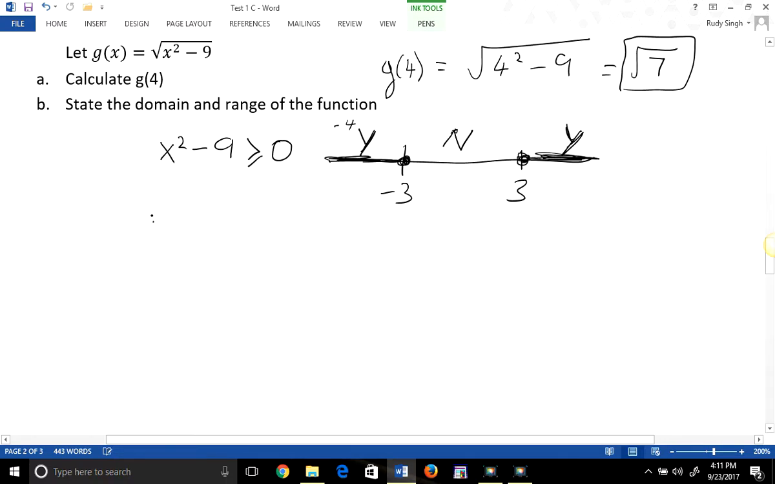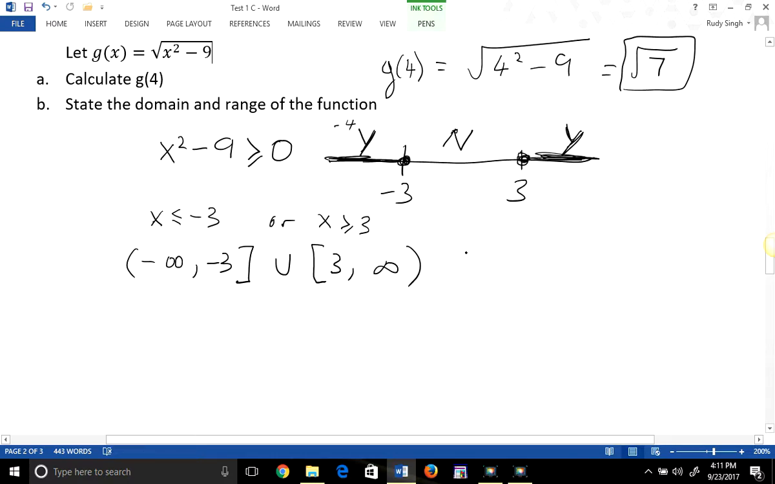So to write that, we could say x is less than or equal to negative 3, or x is greater than 3. And in interval notation, that's negative infinity to negative 3 with a bracket now because we include it, union with bracket 3 to infinity. And that's my domain.